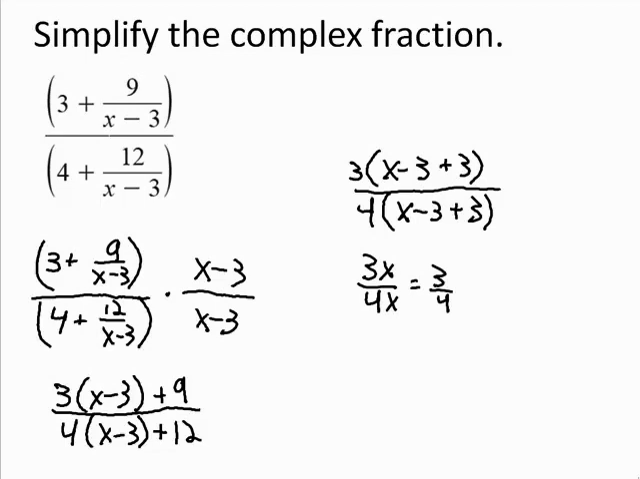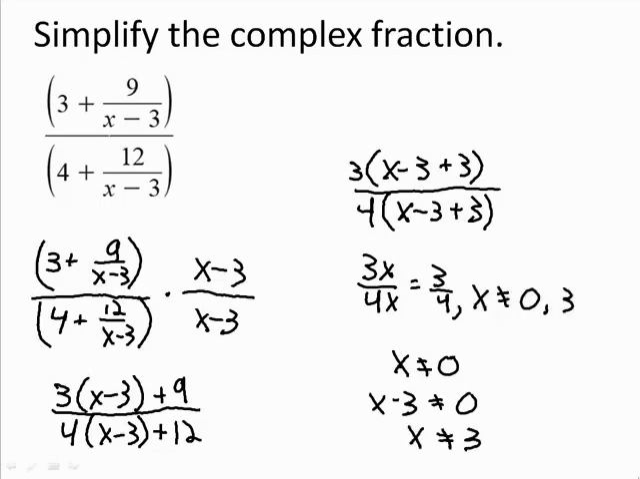This expression has to have the same domain as the original expression. There was an x in the denominator, so x cannot be equal to 0. There was also an x minus 3 in the denominator, so x minus 3 cannot be equal to 0. Add 3 to each side. X cannot be equal to 3. The simplified expression is 3/4, where x is not equal to 0 or 3.